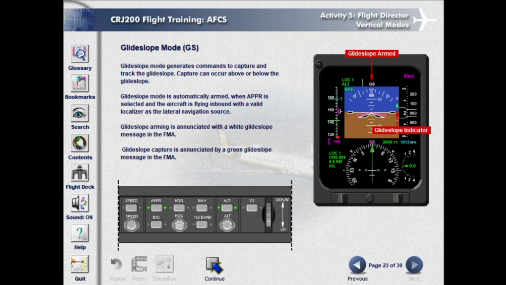Glide slope mode. Glide slope mode generates commands to capture and track the glide slope. Capture can occur above or below the glide slope. Glide slope mode is automatically armed when approach is selected and the aircraft is flying inbound with a valid localizer as the lateral navigation source. Glide slope arming is enunciated with a white glide slope message in the FMA. Glide slope capture is enunciated by a green glide slope message in the FMA.